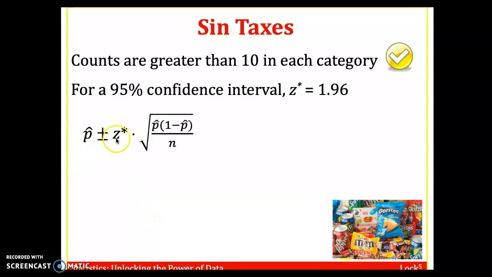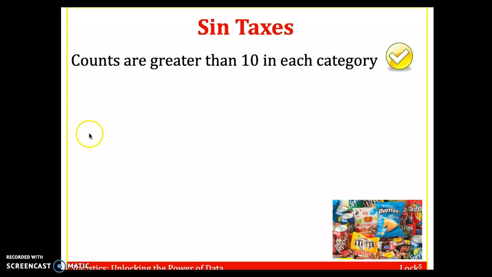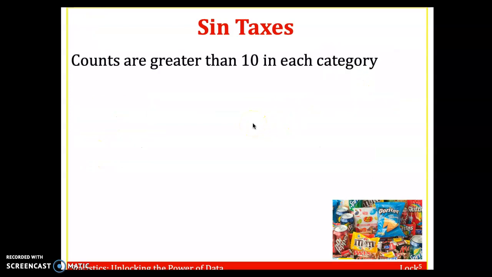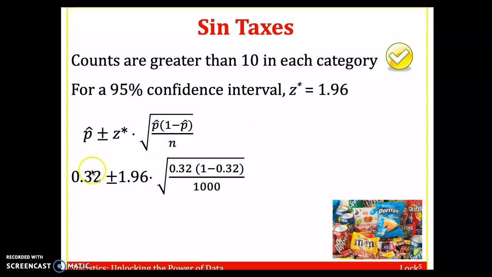All right, we got the formula, p hat plus or minus z star times the square root of the sample proportion times the opposite of the sample proportion over n. And before we go over, what is that p hat? P hat is 320 divided by 1,000. So we have 0.32, that's 320 over 1,000, plus or minus 1.96 times the square root of 0.32 times 1 minus 0.32 over 1,000. Throw that in your calculator.